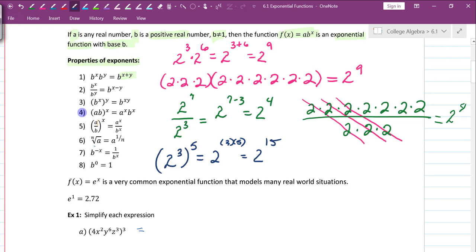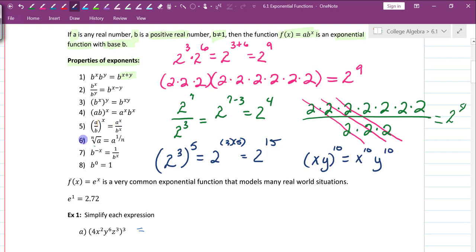Now, number 4. Notice that number 4, we have different bases. We have ab raised to the x. So this is going to be equal to a raised to the x, b raised to the x. Okay? So if I have x, y, both raised to the 10th, that is equal to x to the 10th and y to the 10th. Number 5. If I have a, b, again, different bases, raised to the x power, this is the same thing as a to the x divided by b to the x. Same principle as what we did over here.